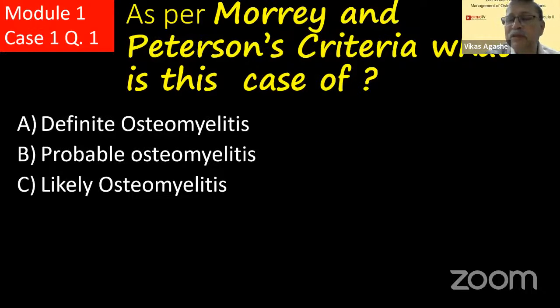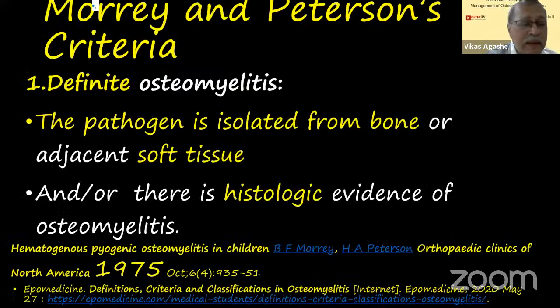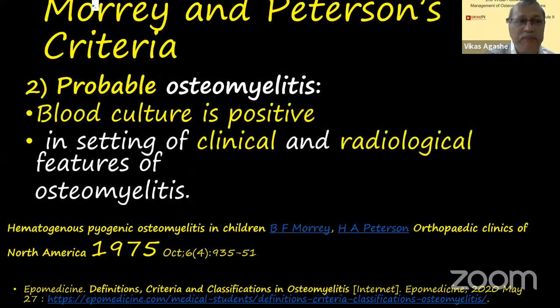Now, the first question was asked whether it is a definite osteomyelitis or a probable osteomyelitis or a likely osteomyelitis. These criteria were laid down almost 50 years ago: Morey and Peterson's criteria. A definite osteomyelitis is when the pathogen is isolated from the bone or adjacent soft tissue, and there is histological evidence of osteomyelitis. So you have culture as well as histological evidence, but isolation of the pathogen is important.